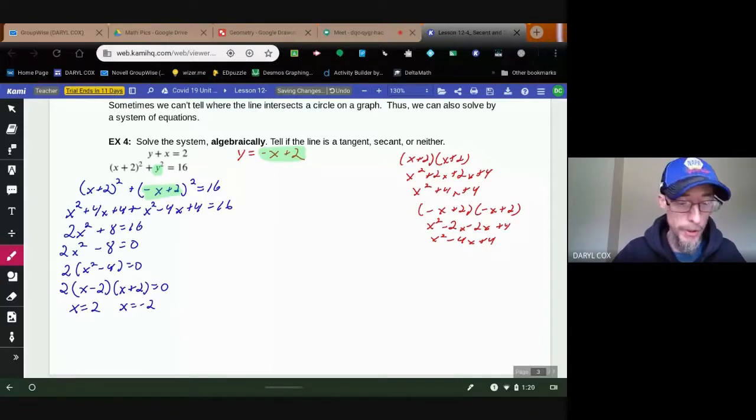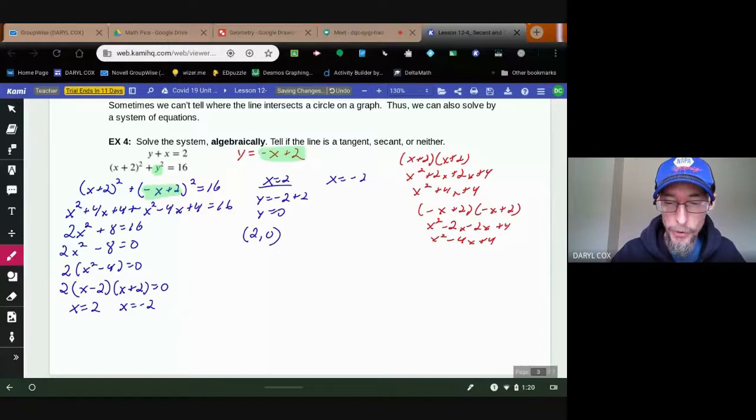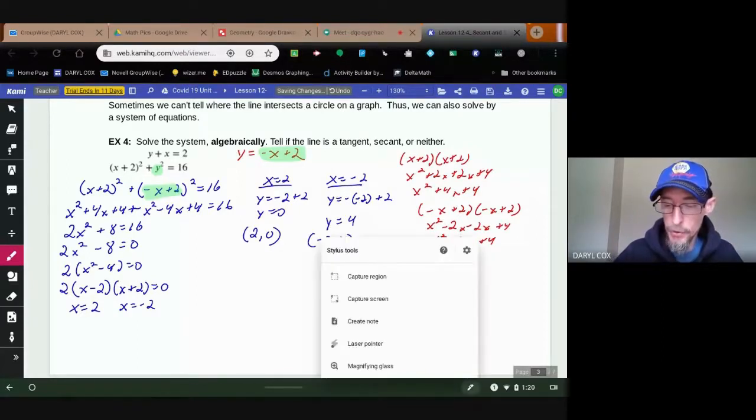All I need to do now is go find y. So I say, okay, well, if x equals 2, then y equals negative 2 plus 2, which is 0. And I got that negative from that negative x there. So when x equals 2, y equals 0. When x equals negative 2, then y equals negative 2 plus 2. Remember, negative and negative is a positive, so that's actually 2 plus 2, which is 4. So negative 2, 4. Look how many different solutions we got.